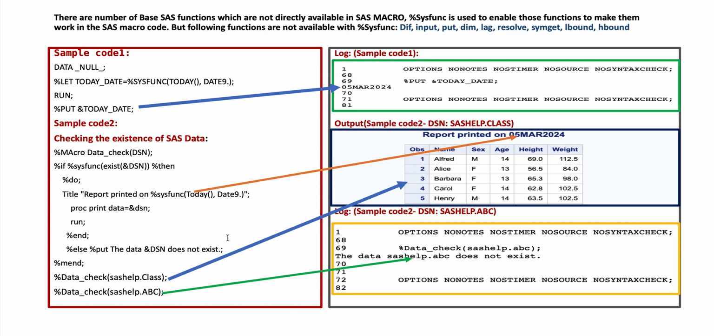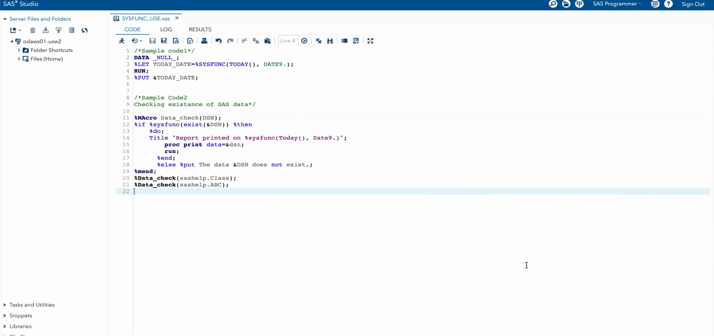Next step, suppose we are going to check another dataset, sashelp.abc, to see whether this dataset exists in this sashelp library or not. %data_check sashelp.abc. When we run this last line of the code, it will display in the log window that the data sashelp.abc does not exist. That means this data does not exist in this library. If we run the same set of code in the SAS window, it will display the same result.